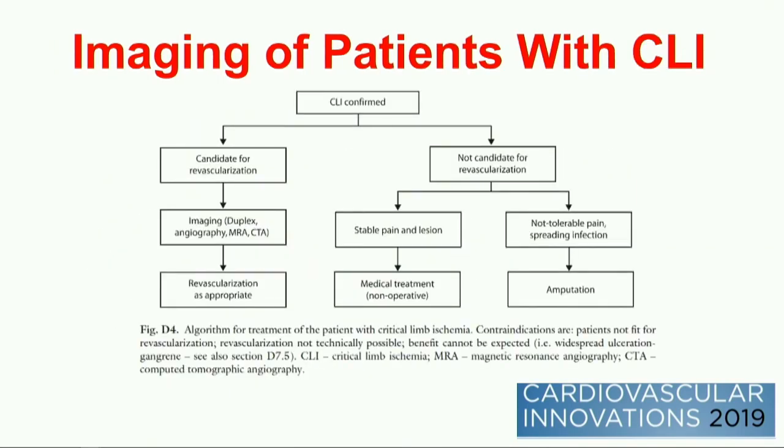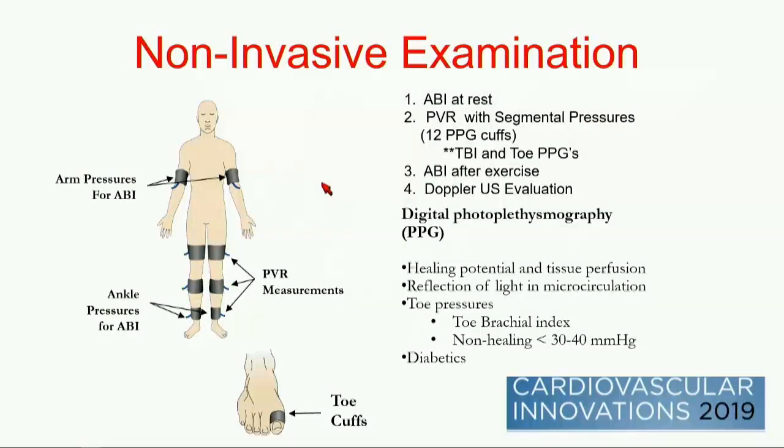Many years ago, this algorithm came out, and basically it said if you had CLI, you're going to image patients or get some type of imaging study once you decide that they're a revascularization candidate. So really, that's who we're looking for, and I think that's still the same. What's interesting is that over the years, this big area of medical treatment or amputation has really gone away, and we see more patients going to revascularization. The hallmark, I think, in the center of any imaging evaluation is a non-invasive examination.